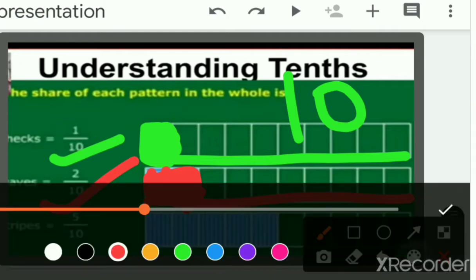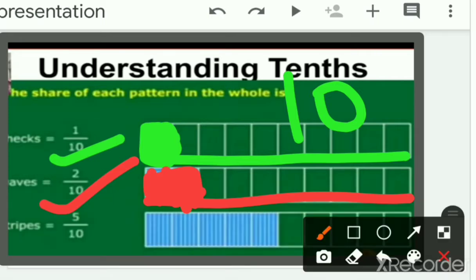Now we have the next one. Out of 10, the covered strips are 1 part, 2 parts, 3 parts, 4 parts, and then 5 parts. The total strips covered are 5, and the total number of equal parts is 10. So 5 strips are covered, and 5 by 10 is the fraction for the last strips.